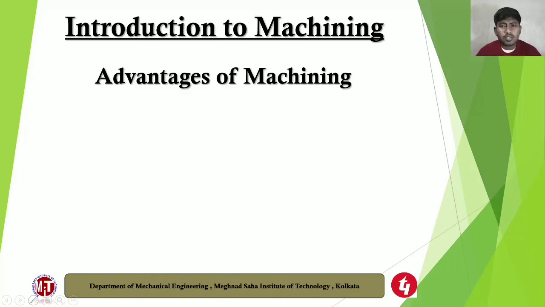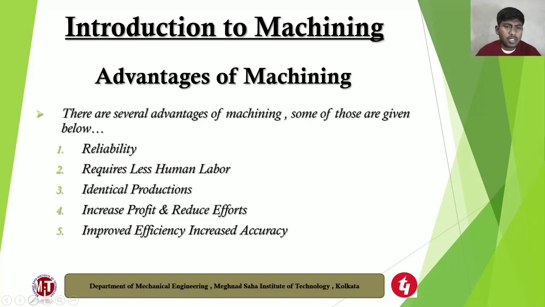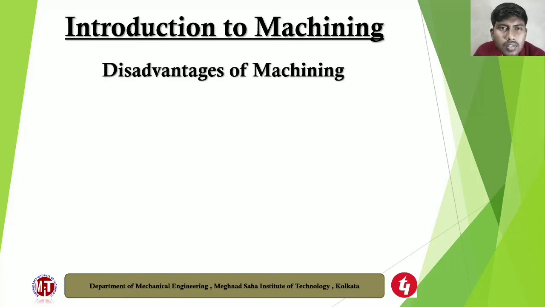Now the advantages of machining. It gives identical production, and its profit rate is much better than the others. It requires fewer human beings, and it is more reliable. It saves our time. Many more things are advantages of machining, and these are given here.